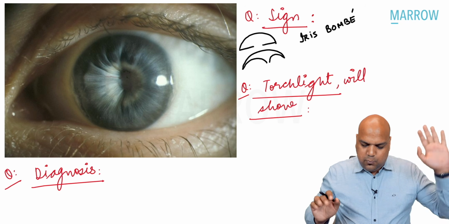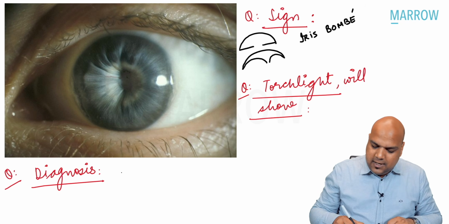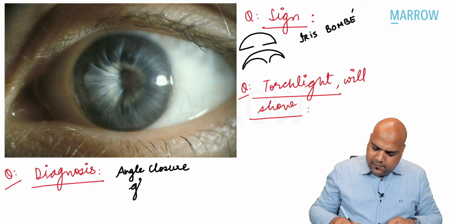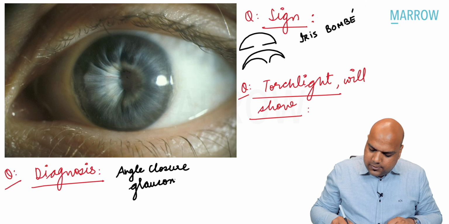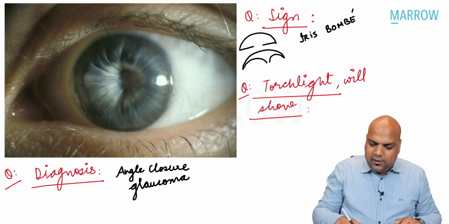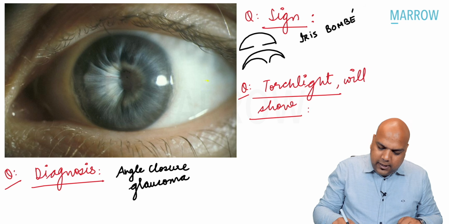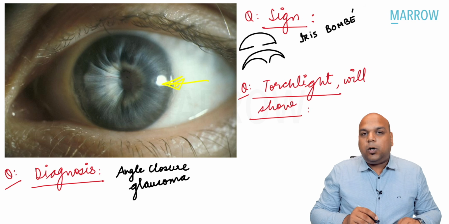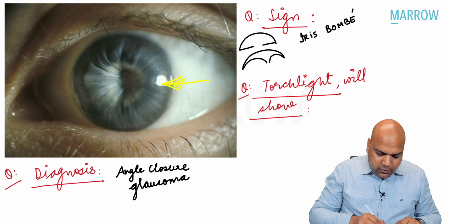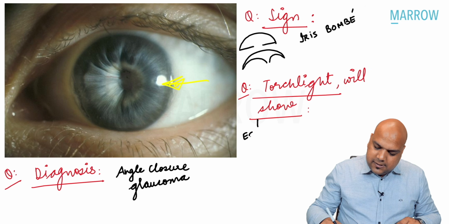When the iris has bent forward, or is bowing forward, what is our diagnosis? Our diagnosis is obviously angle closure glaucoma. Yes, that's what we know about angle closure glaucoma. So now the question is, if we throw a torchlight onto this kind of image, let's say we are throwing light from the temporal side, what will occur to the light? Will the light be able to cross over? No, the light will not be able to cross over. And this sign is known as the eclipse sign.